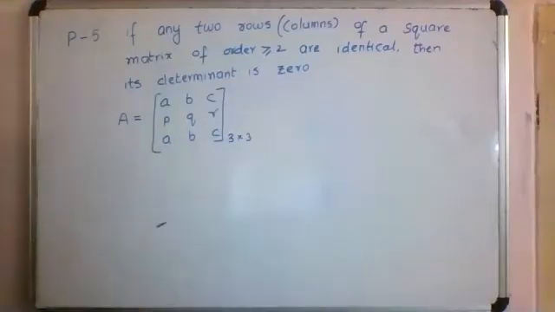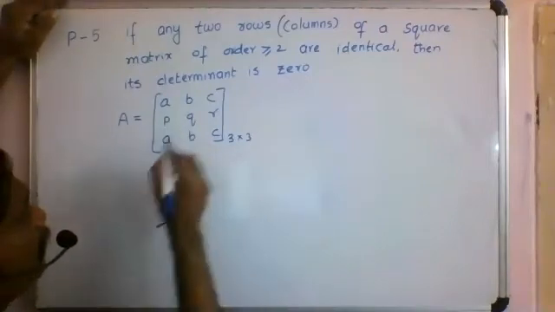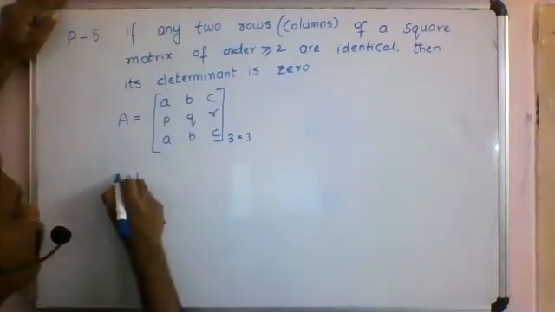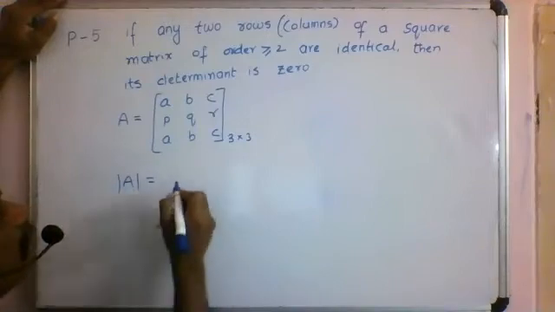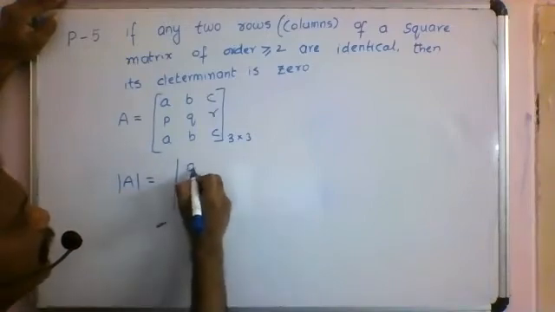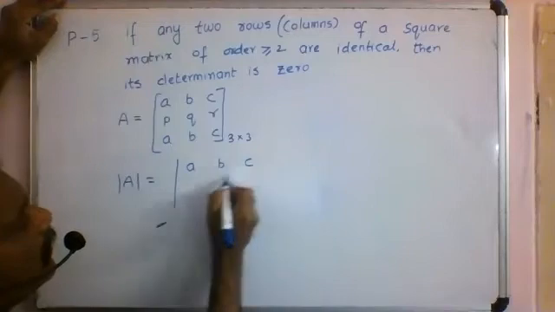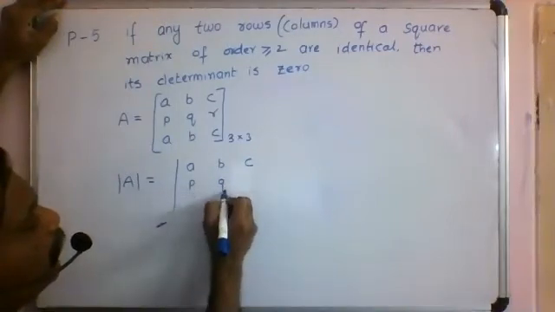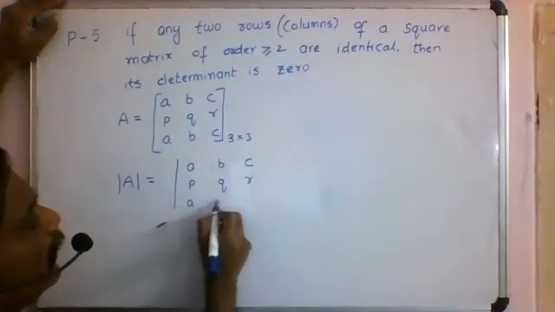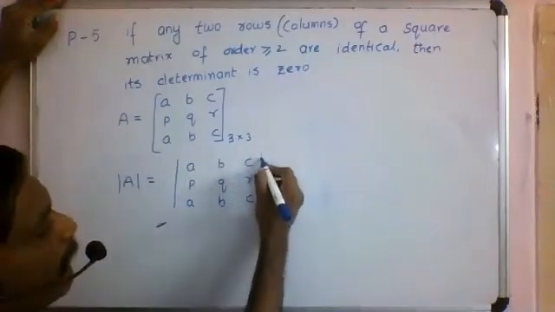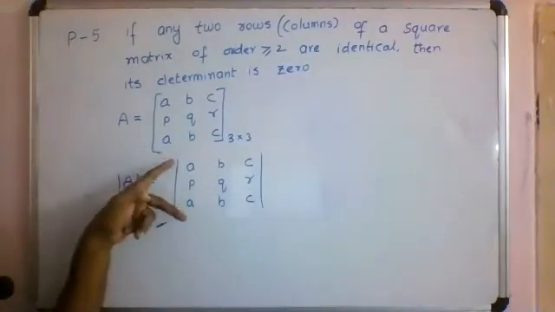Now let us prove this here. If det A is determinant of A, B, C, P, Q, R, A, B, C, right? I kept these two rows identical.